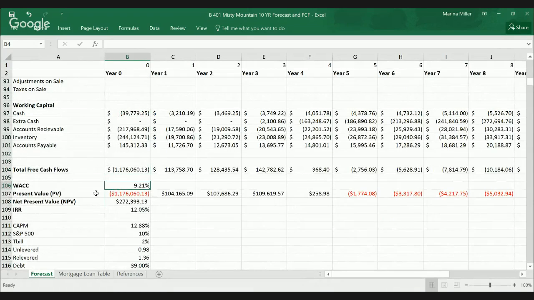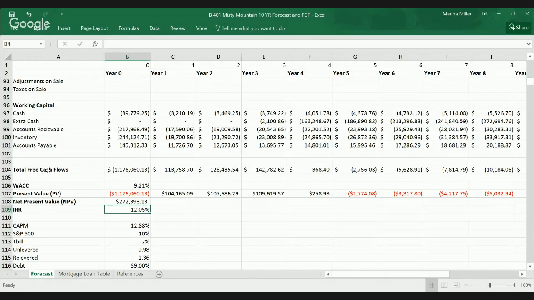And I plugged in our WACC right here. That was calculated before from our forecast. And the present value is calculated just by using the present value formula in Excel, and it uses the WACC and the total free cash flows for that year. And then when you add all the present values together from all 10 years, that's when you get the net present value, which is about $272,000, which actually is very close to the selling price for the business, which is $274,000.